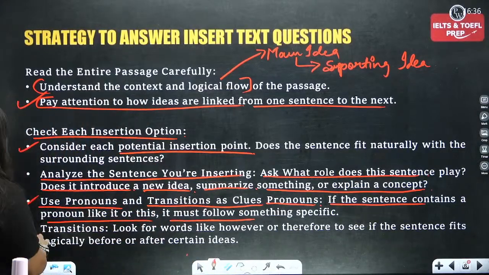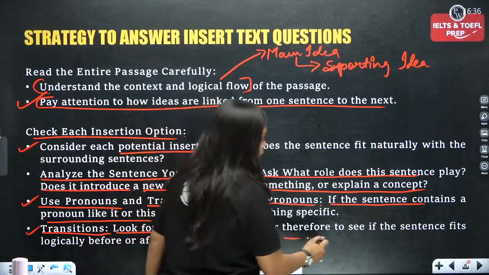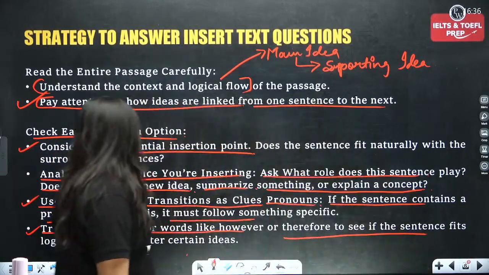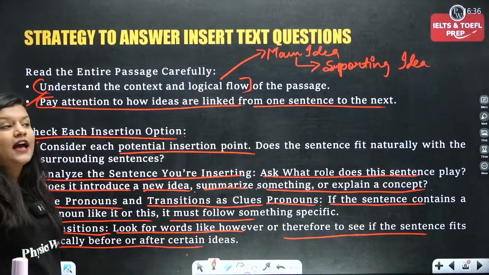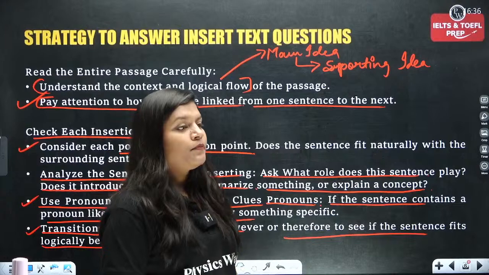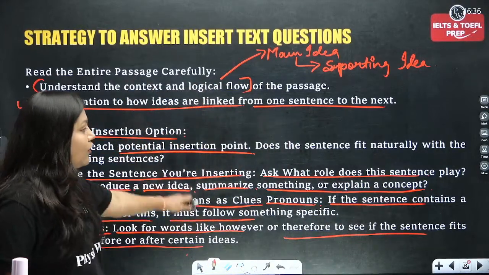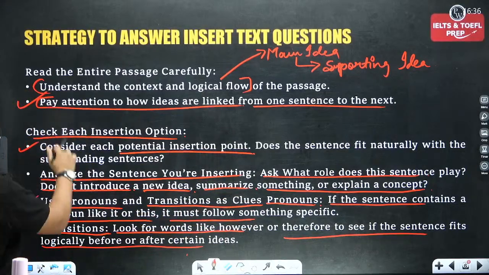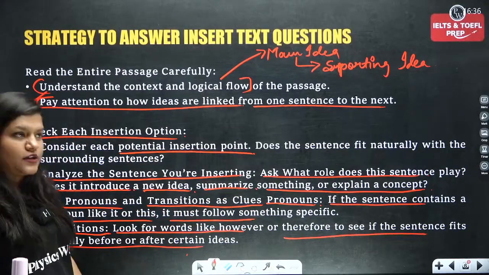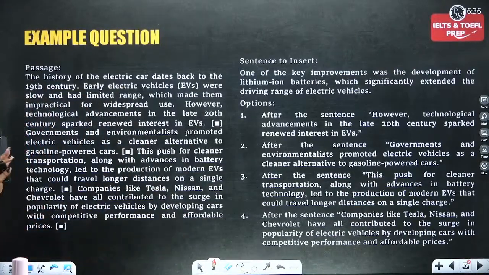Now next is transition. Look for words like however or therefore to see if the sentence fits logically before or after a certain idea. Got it? So this is how we are going to learn, and this is how we are going to solve. This is the entire strategy that you need to learn at the time of solving the insert text question. Now we are going to look at it with the help of an example that I'll be doing in front of you.